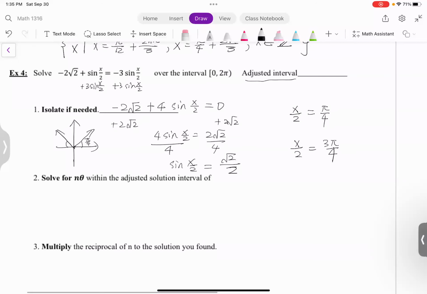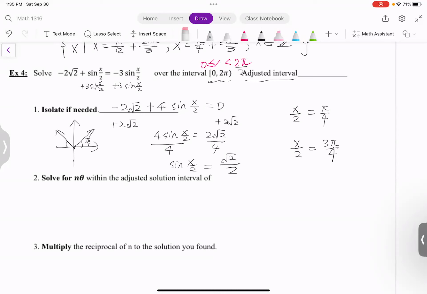The previous one is general solution or all solutions. I don't need to have the adjusted interval. But this one, we need to have it. So at the beginning, I know that the given information is x is bounded between 0 and 2 pi. Now I'm solving the x over 2. X over 2, everybody divided by 2. Then I'm having x over 2.